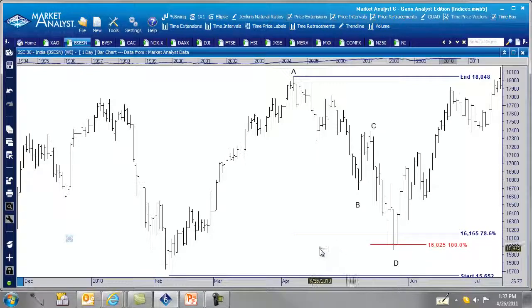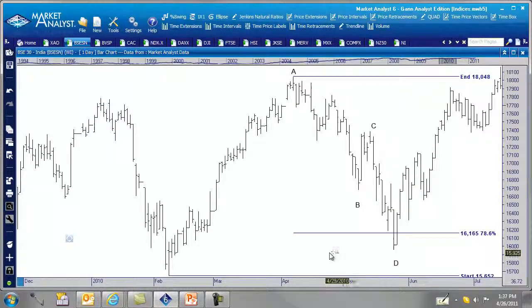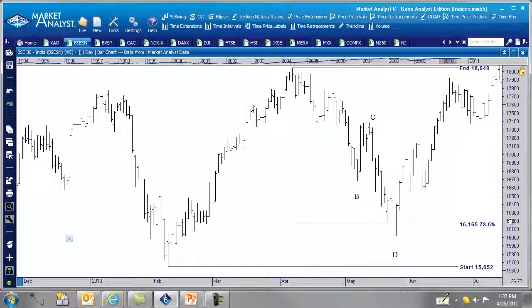So if we're going to use the 786 level as an entry point, we could even get rid of this line now. Right click, remove price extension, because we're no longer using it to enter the market. We're simply using it to confirm that we've got a TCG 786. And remember Gartley's rules for where our stop is going to go. We put it below this low over here. And that low is at 15,652.